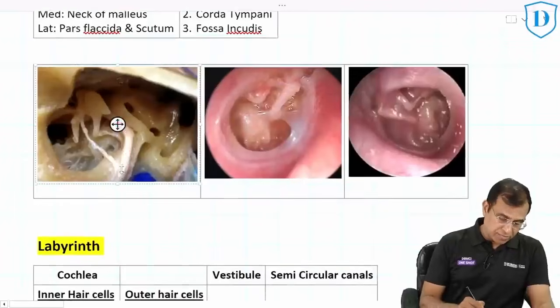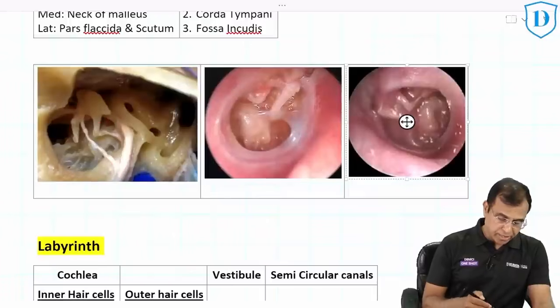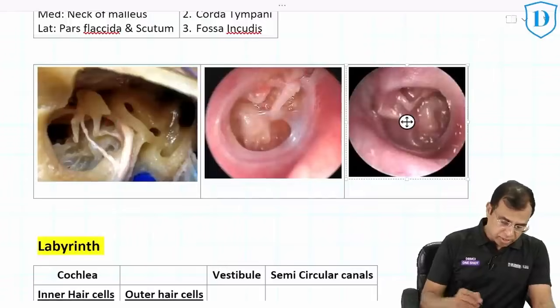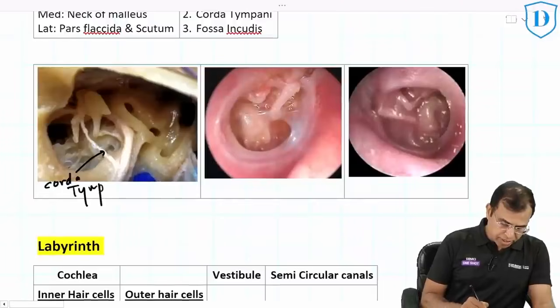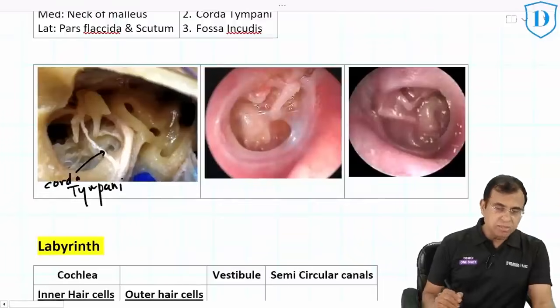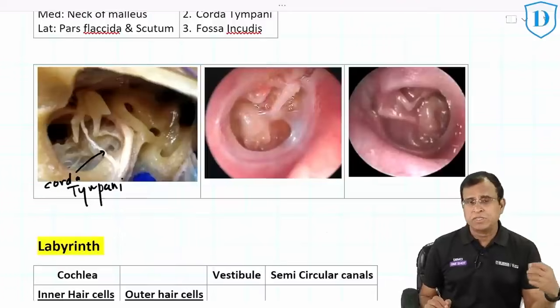This thing that is coming down is your facial nerve, and this branch of the facial nerve that goes through to the malleus and the incus is the chorda tympani nerve. So the most important thing in this particular image is to be able to identify the chorda tympani nerve. One hint of chorda tympani is that this nerve passes between the malleus and the incus, as you can very clearly see in this particular image.